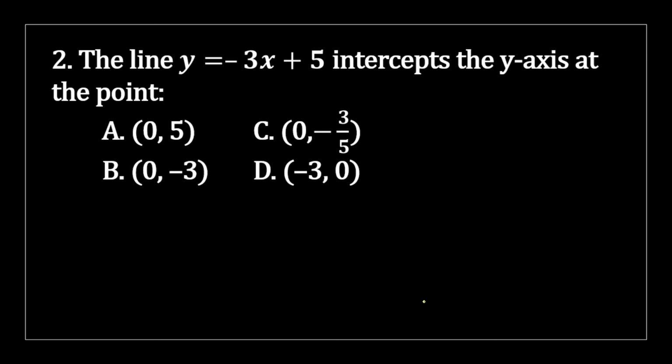Number 2, the line y is equal to negative 3x plus 5 intercepts the y-axis at the point blank. So we're looking for the y-intercept. The y-intercept is where the line crosses the y-axis. This only happens if our x is equal to 0. So if x is equal to 0, then negative 3 times 0 is 0, so the value of y is 5. So we have the point (0, 5). So that is letter A.